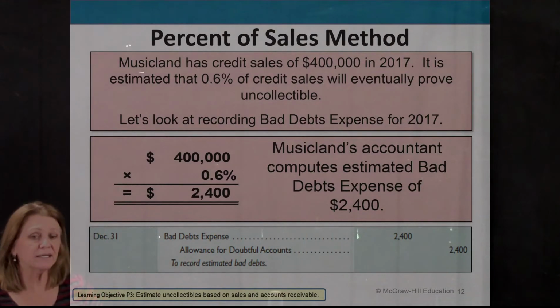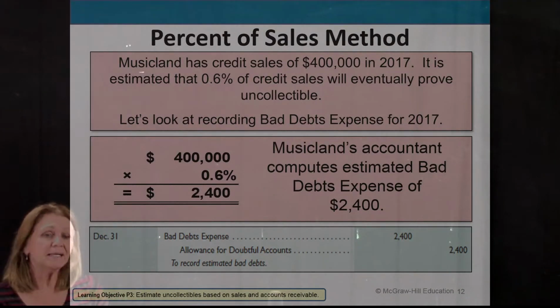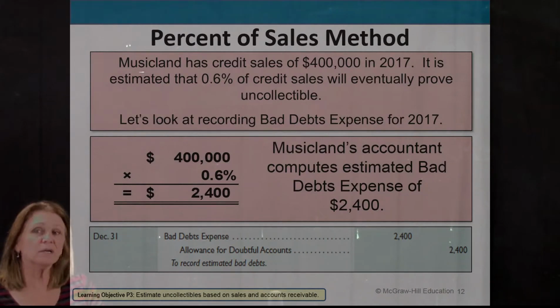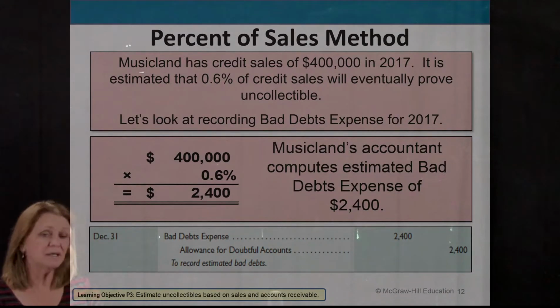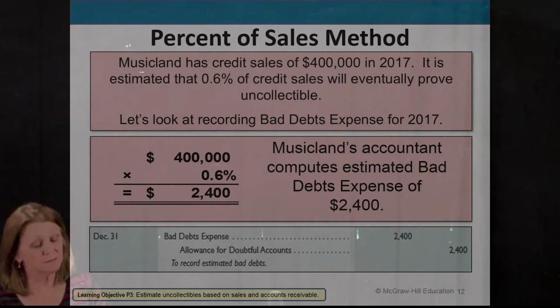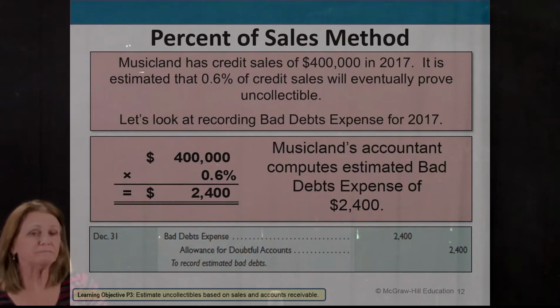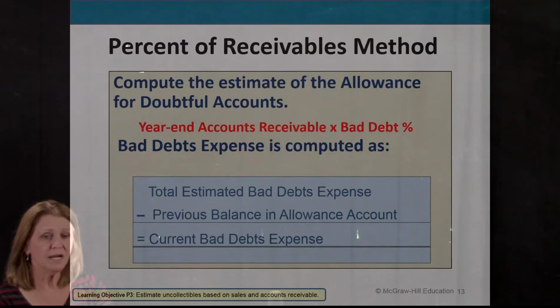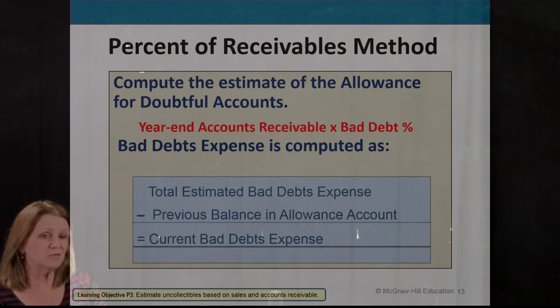This is considered an income statement method, and it is less accurate than the balance sheet method I'm going to talk to you about, but more accurate than the direct write-off. The next one we're going to use is the percent of receivables method. You compute the estimate of the allowance for doubtful accounts based on year-end accounts receivable times the bad debt percent.